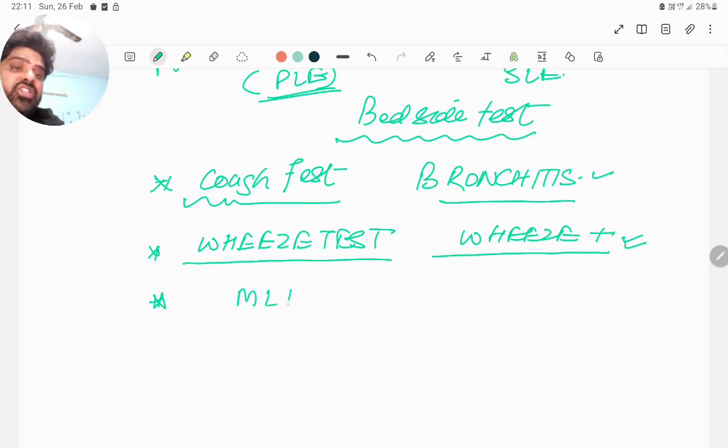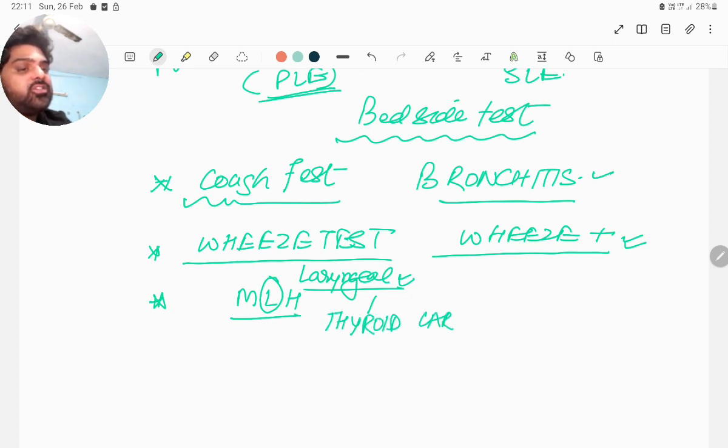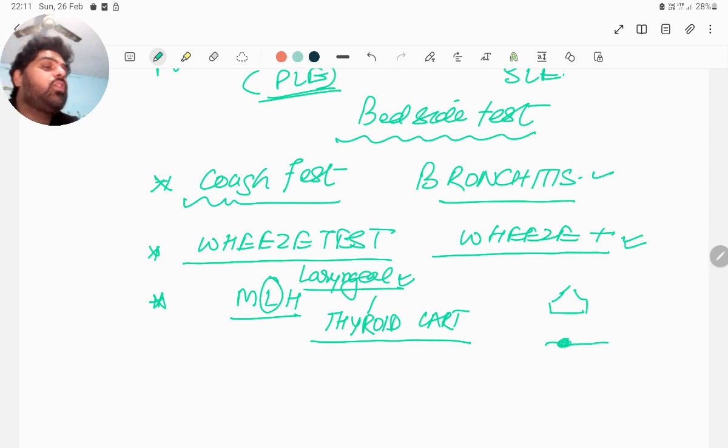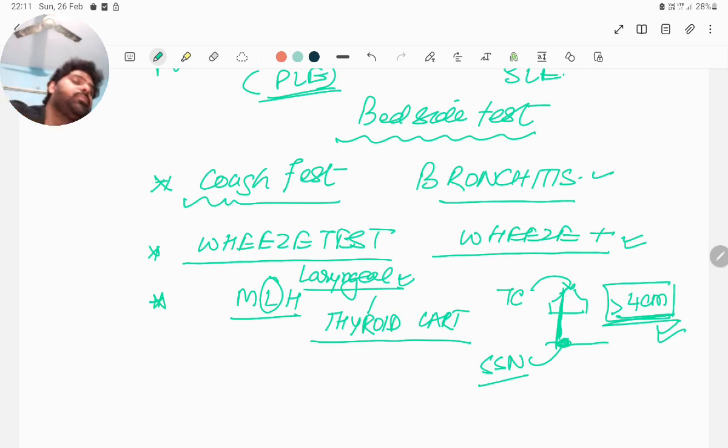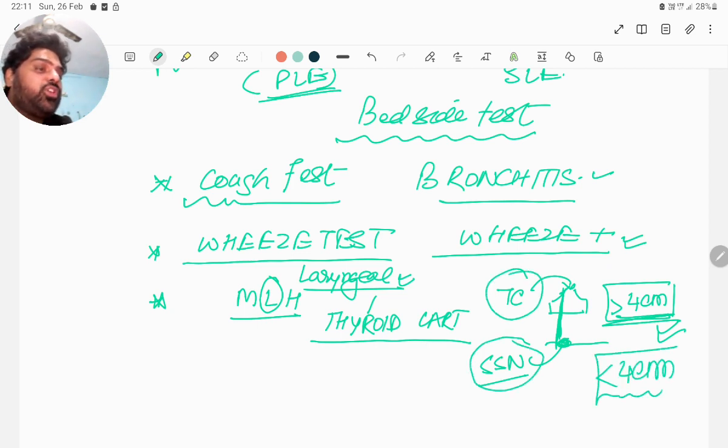Third is the maximum laryngeal height. In the larynx, which part is used for this test? The thyroid cartilage is used. For example, if this is your thyroid cartilage and this is your suprasternal notch, whenever the patient expires, the lungs come up and there is a distance between the top of the thyroid cartilage and the suprasternal notch. During expiration, this is always more than 4 cm in a normal person. But if in a patient, after a complete expiration, the distance between the suprasternal notch and thyroid cartilage is less than 4 cm, then that shows an obstructive pattern and the patient may have COPD.